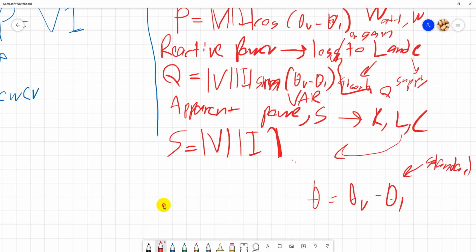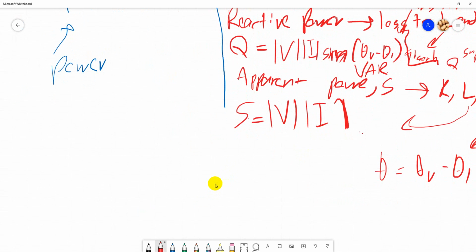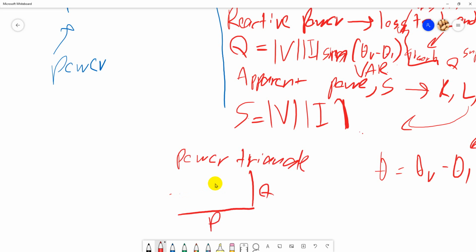So how can you relate these? Basically, if you draw this inline, it is called a power triangle. P is this, Q is this, and S is this. Then this is the theta. That is the relationship. This is called a power triangle. This is for positive Q.